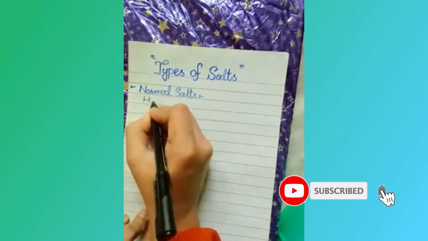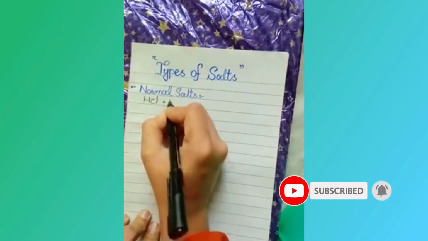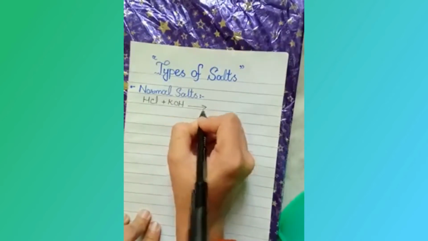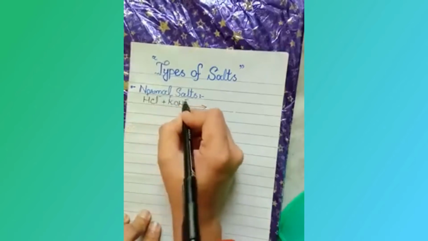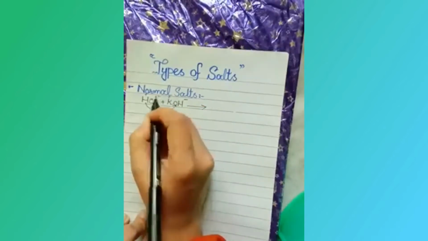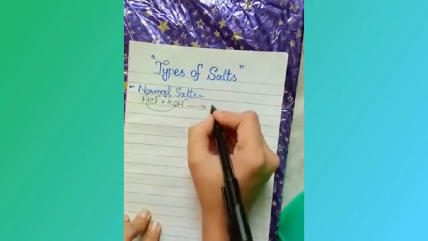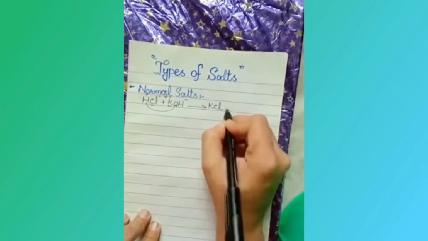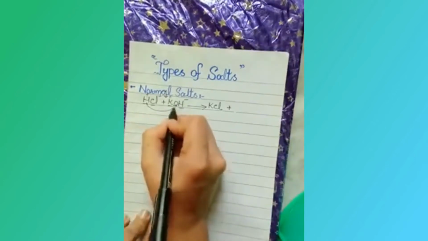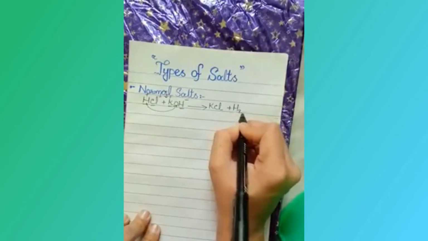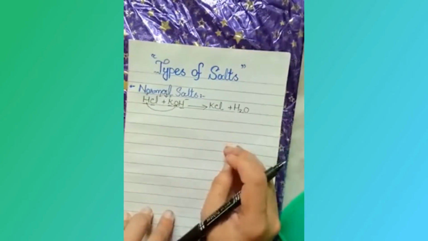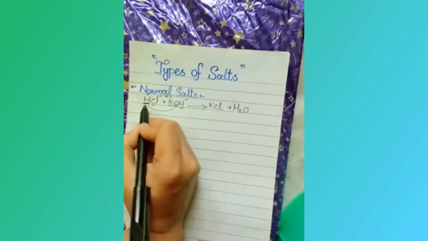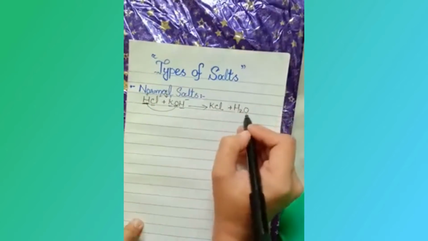When hydrochloric acid reacts with potassium hydroxide, which is a strong base, it will react together to form KCl, potassium chloride, plus H2O, water. So in this reaction there is complete replacement of ionizable hydrogen ions. These hydrogen ions are completely replaced, forming water.